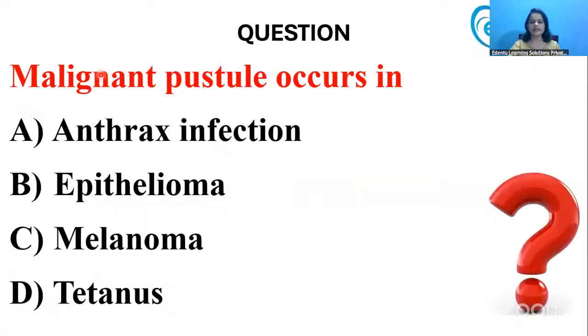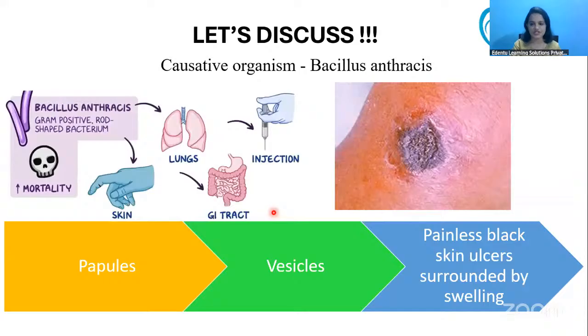The next question: malignant pustule occurs in. So where will you see a malignant pustule? Yes, it is usually seen in anthrax infection. This anthrax infection is mainly caused by Bacillus anthracis. It is a gram-positive rod-shaped bacterium, and it can affect the skin, lungs, and the GI tract.